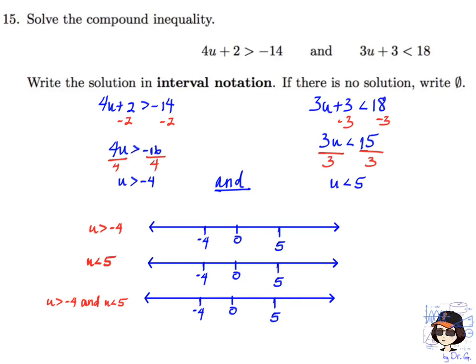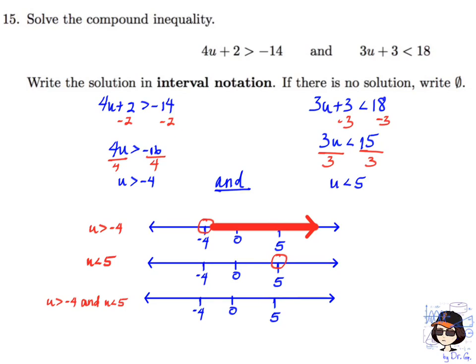So what am I looking for? Well, let's look at the first number line. All the numbers strictly greater than -4. That means we're going to have an open circle at -4 and an arrow going up to the right. The second number line, we want all the numbers u strictly less than 5.